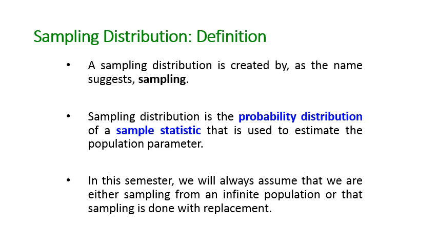Now let's move to the definition of sampling distribution. What kind of distribution are we talking about when we mention the word sampling distribution? From its name, it's clear that the sampling distribution is the distribution of something computed from the sample. The sampling distribution is the probability distribution of a sample statistic.